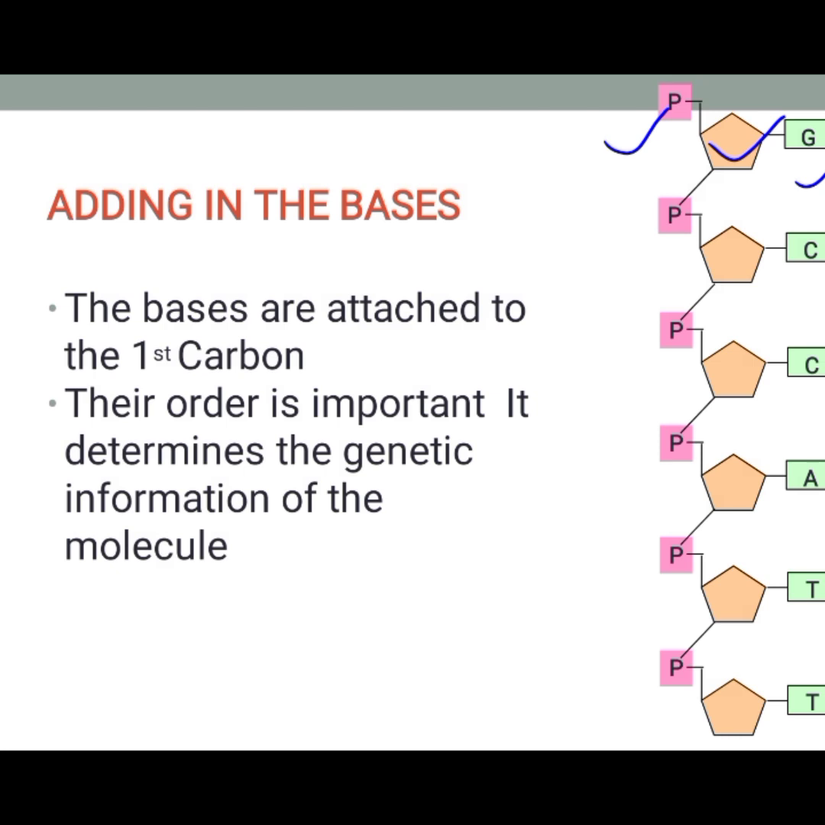If you see here, GCCATT, like that way all bases are arranged. So the bases are arranged from the first carbon, and its order is very important. If we take the DNA, for each genetic character there is a certain base code.